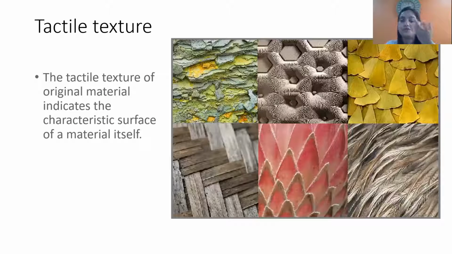Now, tactile texture. Tactile texture of original material indicates the characteristics of the surface of a material itself. Like by seeing this picture, you can easily identify the characteristics of the surface. The first picture is very cracky, so it could be a picture of any cracky wall. The second one is the bumpy, loopy one. The below one is the spiky one, right? The third one is the scaly picture. So by seeing, you can also identify and feel the texture.